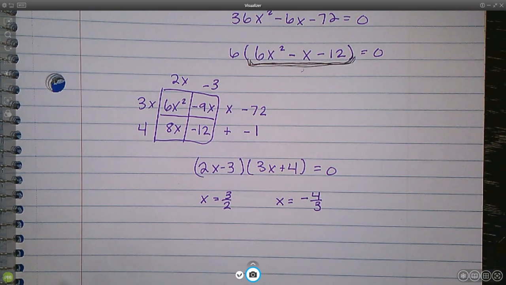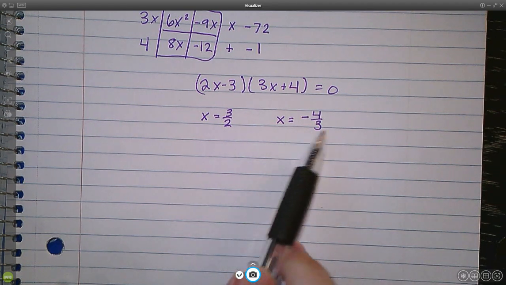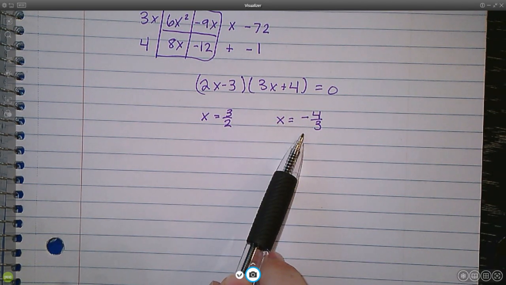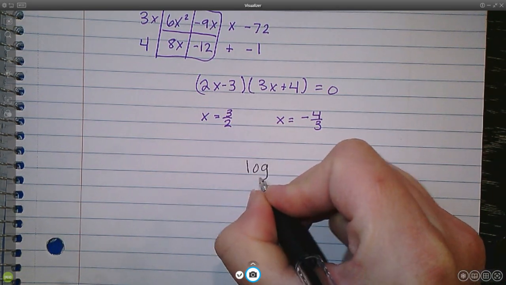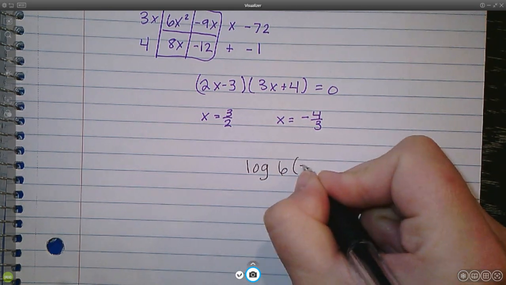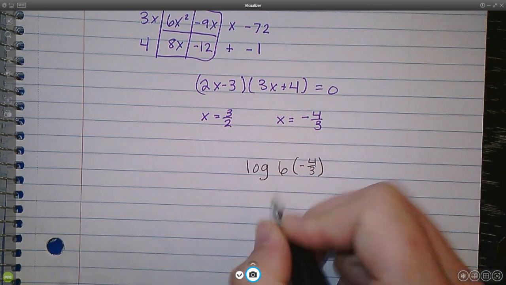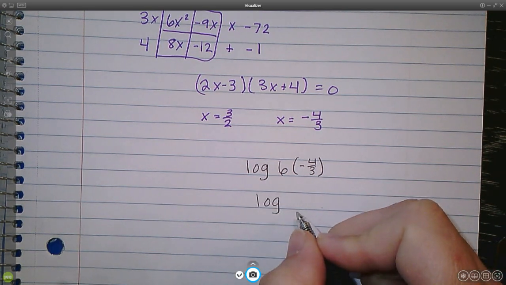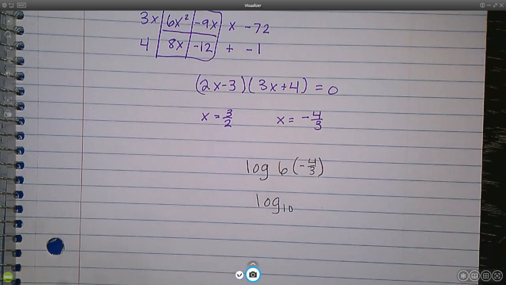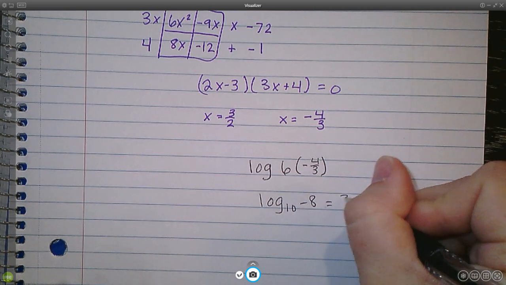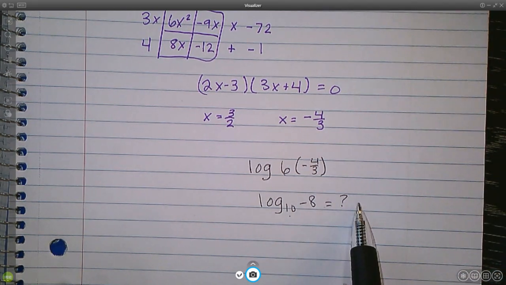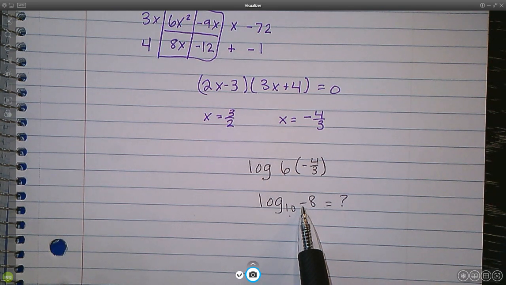Actually, I'm just going to show you an example of something that won't work. So if you were to take this and plug it into the right-hand side of your equation on the top, you're going to get log of 6 times negative 4/3. So that would be log base 10 of negative 24 over 3, which is negative 8, equals, I don't know, something. So what you're saying is 10 to the power of what gives you negative 8? Well, that's never going to happen because you can't get a negative number out. So that is your hint.